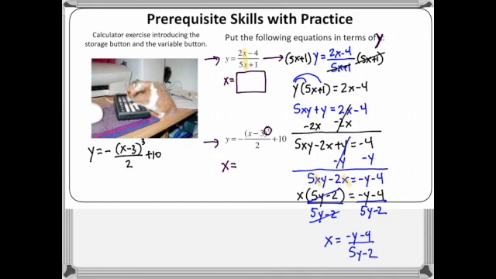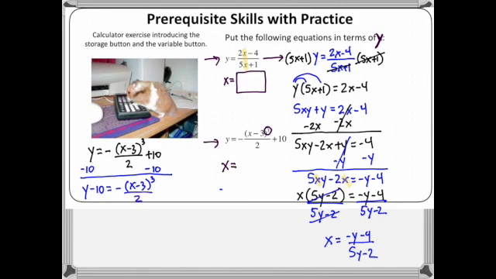I'm going to rewrite it. And so let's start building this thing. Okay, I want to get x all by itself, so my first move is that I'm going to subtract 10 from each side. And that's going to give me y minus 10 equals a negative x minus 3 to the third, all divided by 2.